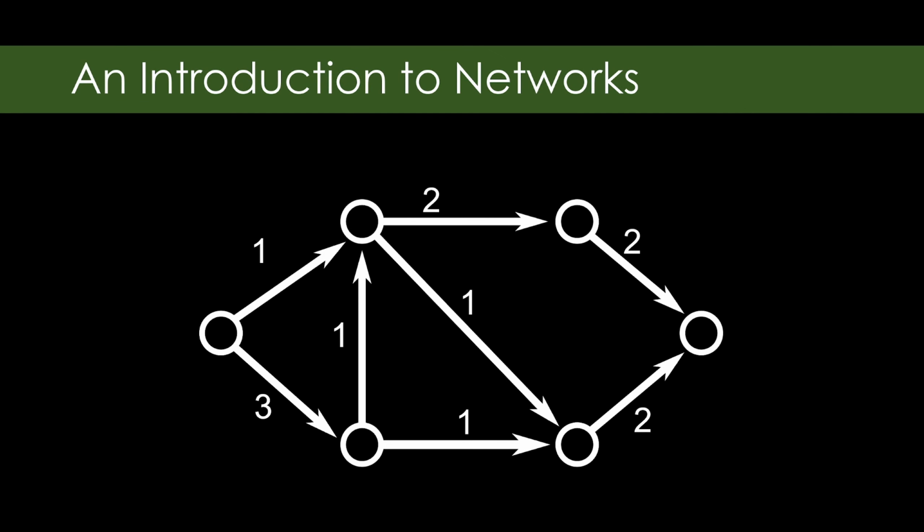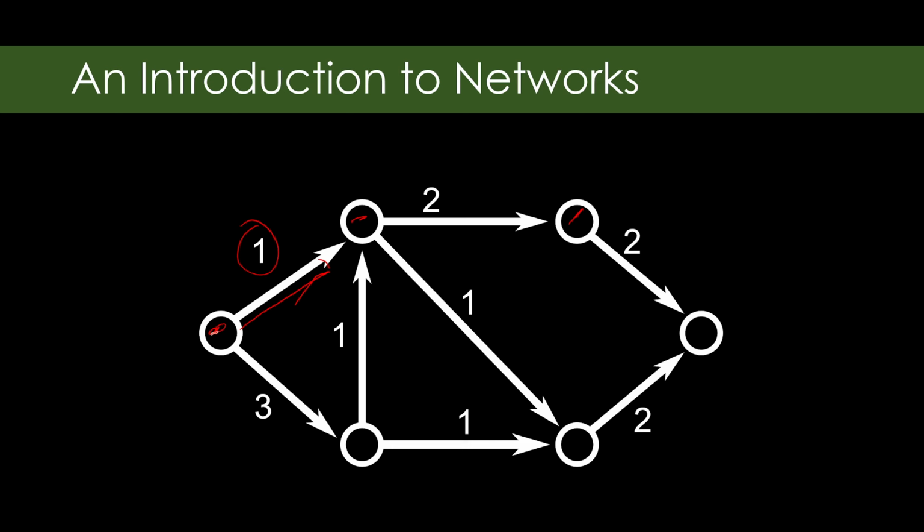So this might look a little strange. We have a bunch of these little circles. They're connected by these arrows, and then there are these numbers. So let's break through this. Each one of these circles is called a node. And a node you can think of as a point where you can go from one path to another.